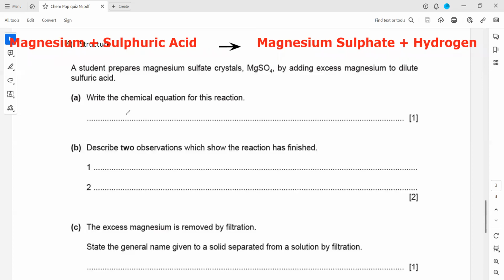For the symbolic equation, magnesium is a metal, so how do we write it? We write Mg. The sulfuric acid formula is H2SO4.